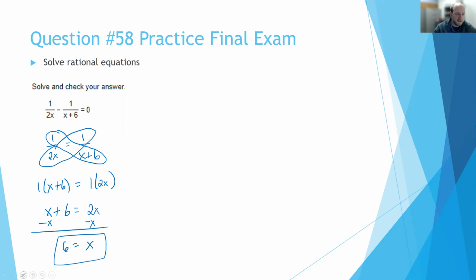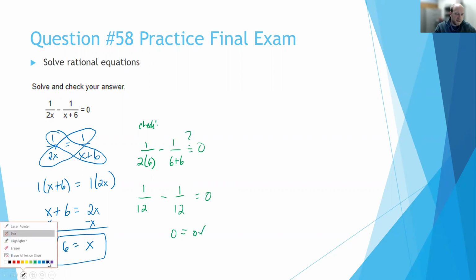Okay, and you could even check that. Plug in 6 for x. Oops, I just put an equal sign. I meant to put a minus sign. So 1 over 2 times 6 minus 1 over 6 plus 6. Does that equal 0? Well, 1 over 2 times 6 is 1 over 12. 1 over 6 plus 6 is 1 over 12, and 1/12 minus 1/12 is in fact 0.